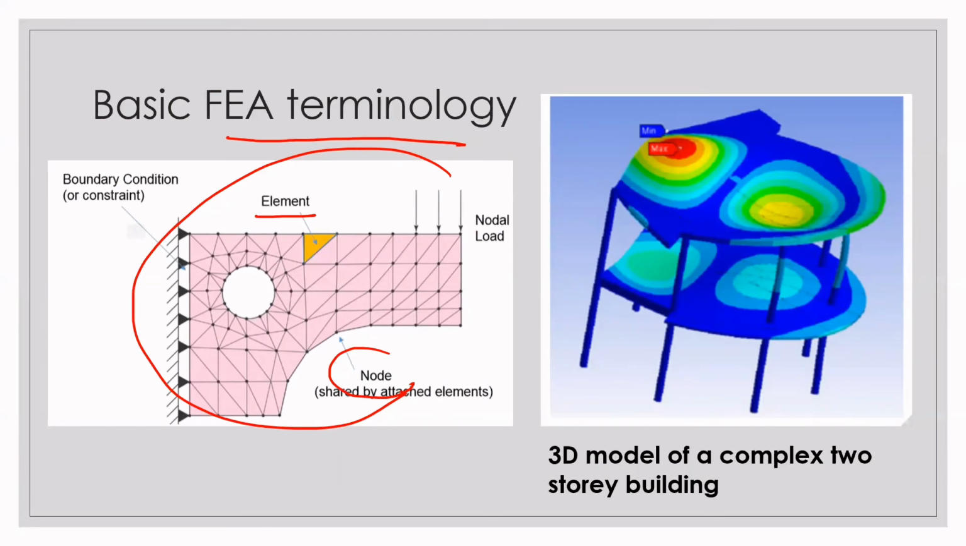Another important term is a boundary condition, or constraint. This is where we specify a known value of a displacement. And then we have loads, and these are forces or other types of loads applied to a node. And here we have an example of a 3D model of a complex two-story building.